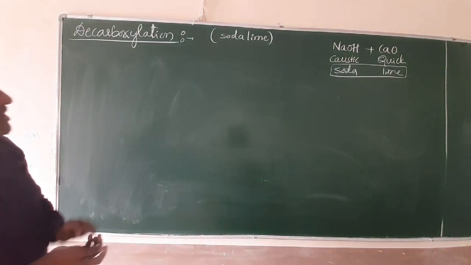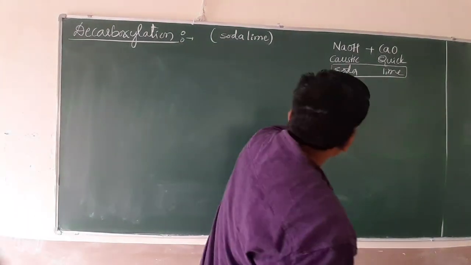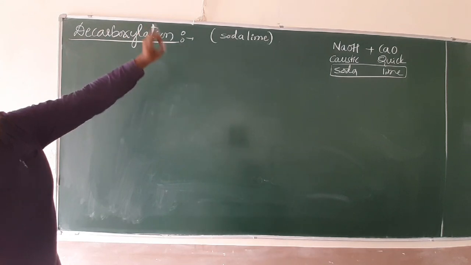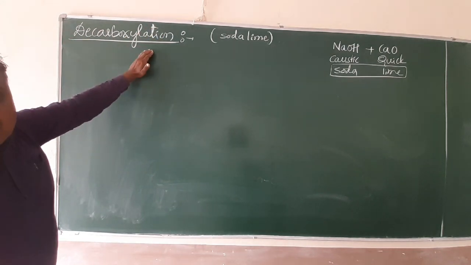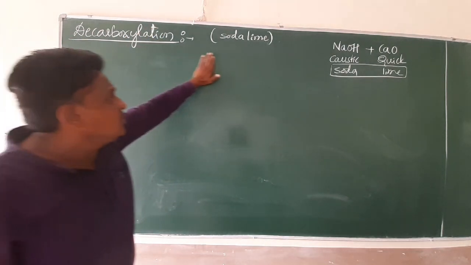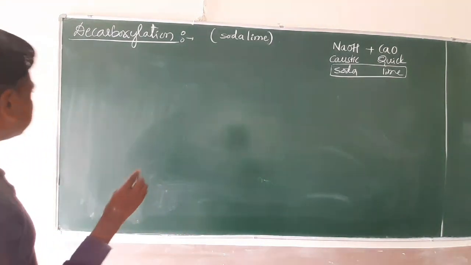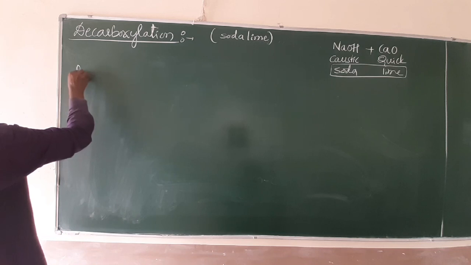This composition helps to remove carbonyl carbon, so the reaction is known as decarboxylation. I repeat, decarboxylation is a process which helps to remove the carbonyl carbon by using soda lime, friends. That's how to mention this reaction.